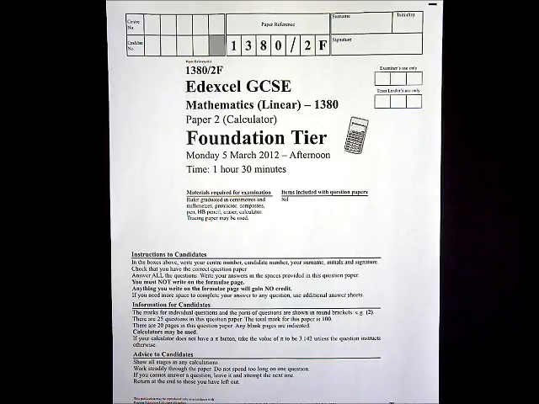Edexcel GCSE Mathematics Linear, Paper 2, Calculator, Foundation Tier, March 2012.